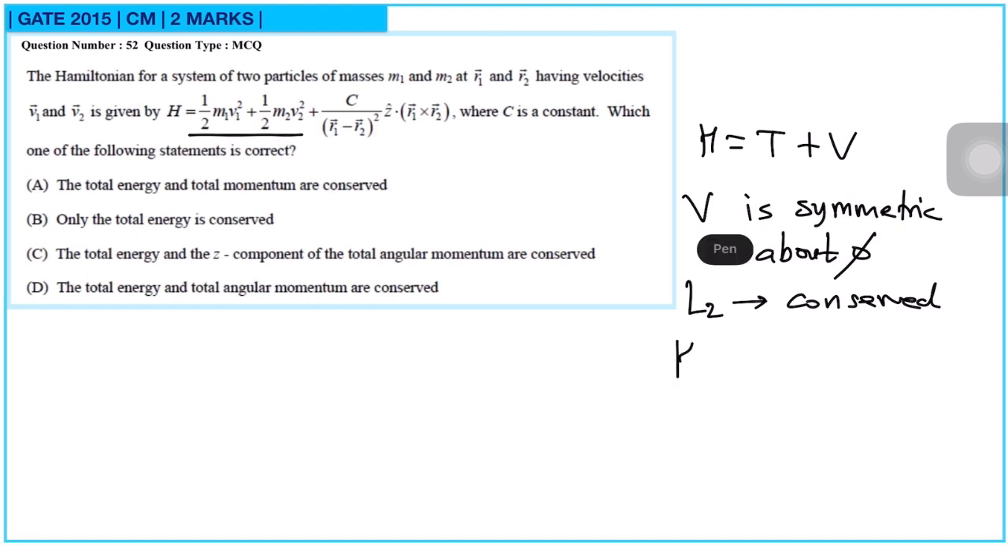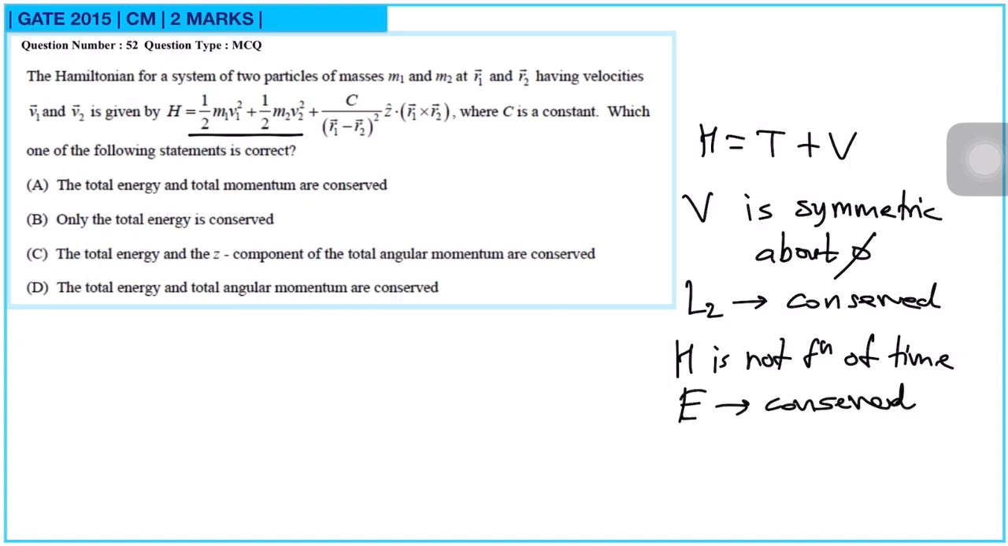So H is not a function of time, so energy is conserved, and potential is only in the z direction, hence it is symmetric about phi, so Lz is conserved. That means the total energy and the z component of total angular momentum are conserved. So option C is correct here.